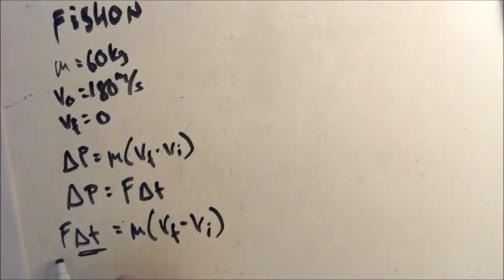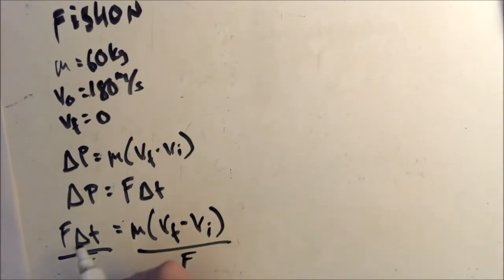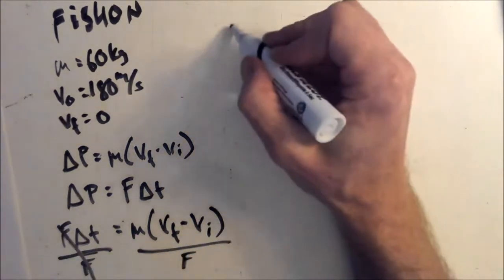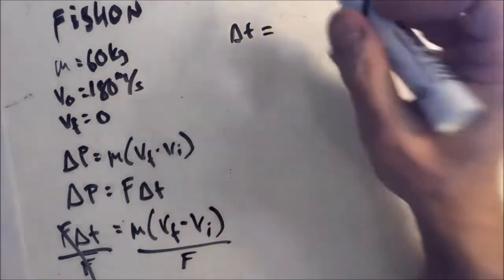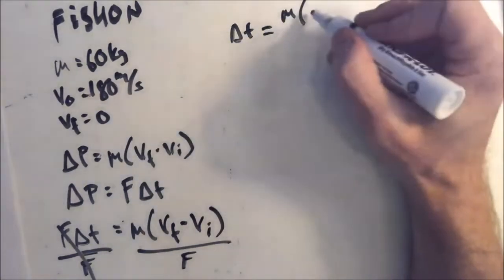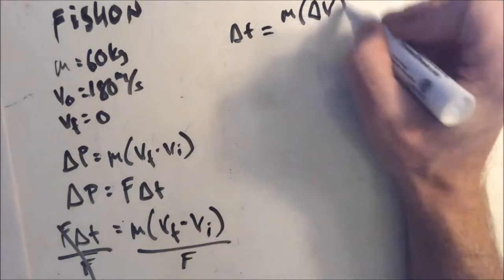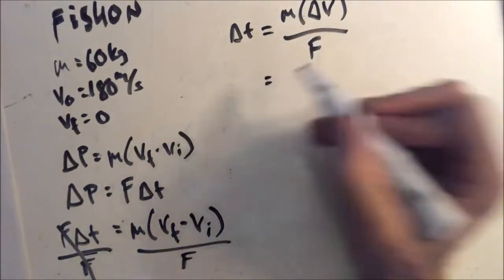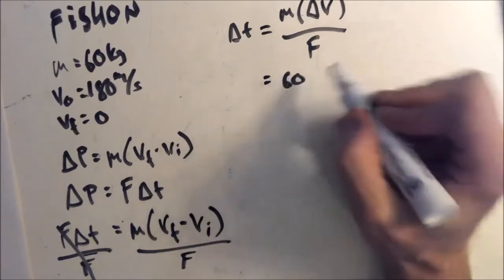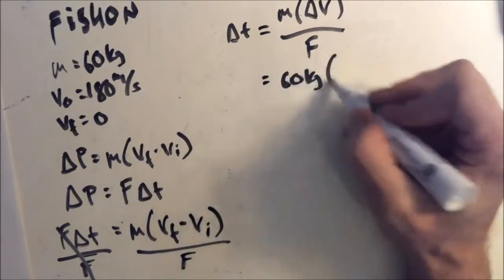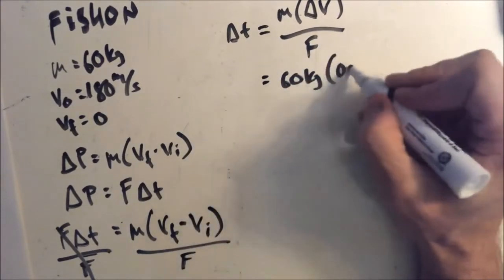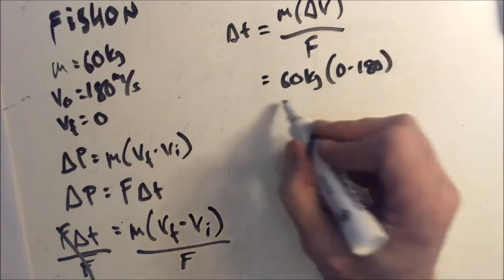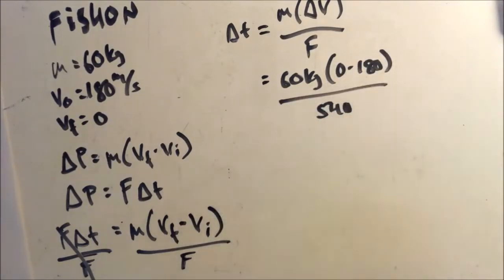So let's go ahead and divide both sides by force, so we can get delta T all by itself on one side, since that's what we're looking for. So delta T equals mass delta V over force. Okay, so our time is equal to 60 kilograms multiplied by (0 minus 180) divided by 540.